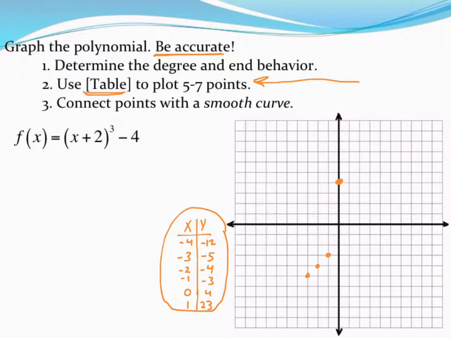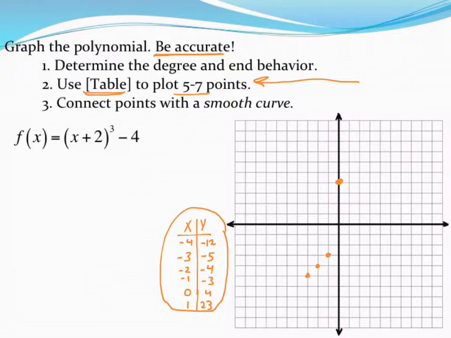If you want to make sure you know how to do that, you may want to pause the video, enter this into your graphing calculator, and make sure you can get the same table of values. Otherwise, you can take my word for it. I've gone ahead and plotted the points, and I want to talk about this whole plotting 5 to 7 points thing. That's just my rule of thumb to make sure I have enough points.